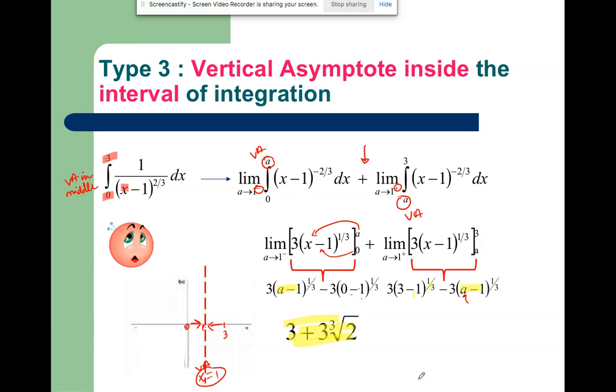Did you get a number or an infinity? You got a number. And by the way, if one of these had been an infinity, then the whole thing is blown. Diverge. I don't care that an infinity plus a number is still an infinity. This improper integral converges.